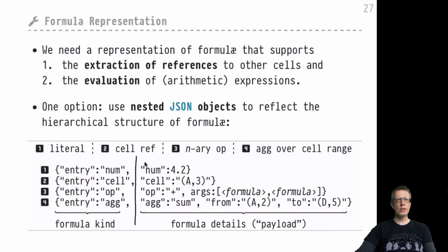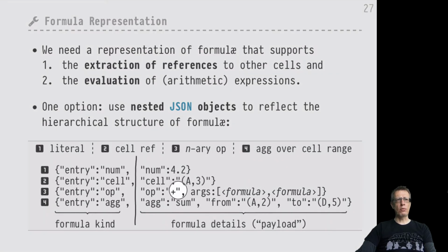On the right hand side, we would have a more detailed description of the type of expression. The detail for a number would only contain that literal number, 4.2 maybe. The detail for a cell reference would mention the cell reference, and you can see how we will represent these cell references. They would be just two-column pairs or rows with two entries which indicate the column and the row identifier that we use to identify cells.